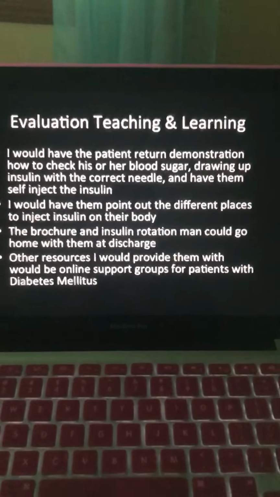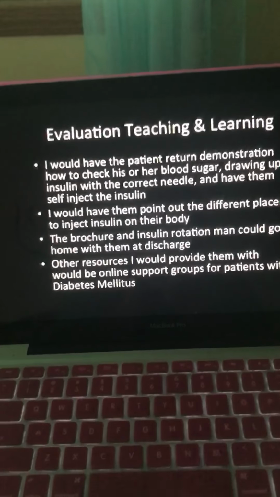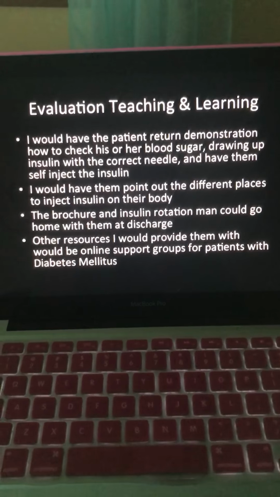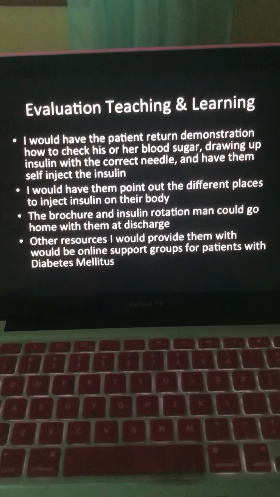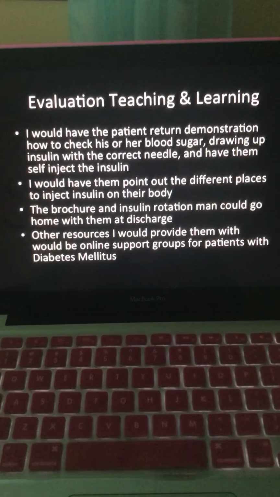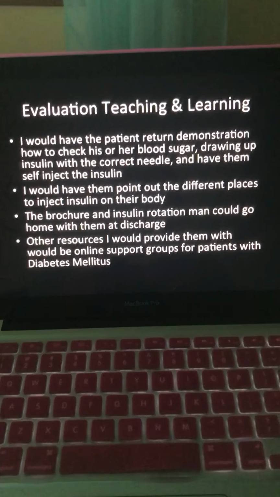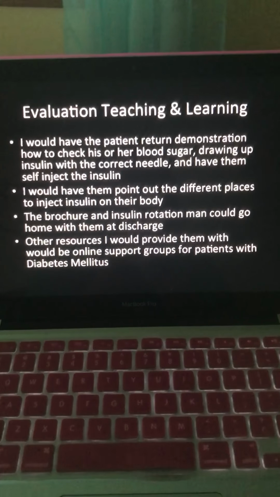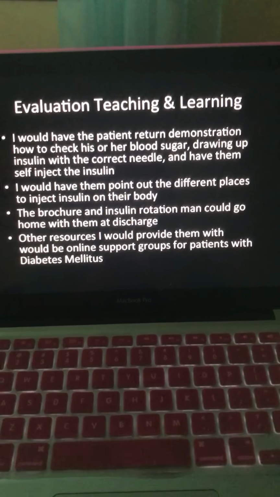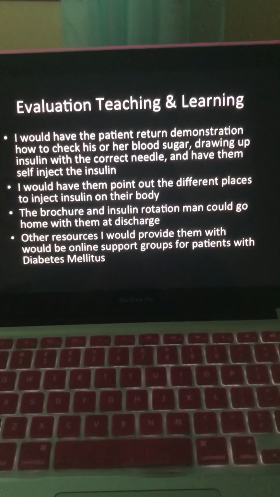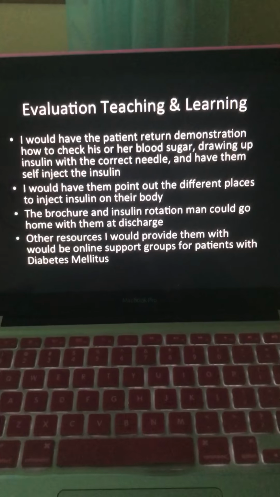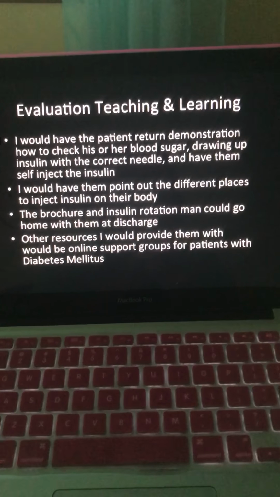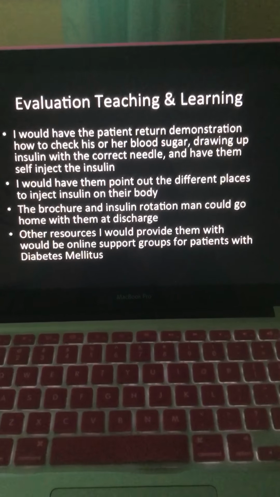The way I would evaluate how the return demonstration would work is I would want him or her to check his blood sugar. I would want to see them drawing up the insulin with the correct needle and have them self-inject the insulin. I would have them point out the different places to inject the insulin on their body. I would send both the brochure and the rotation man home with them at discharge.